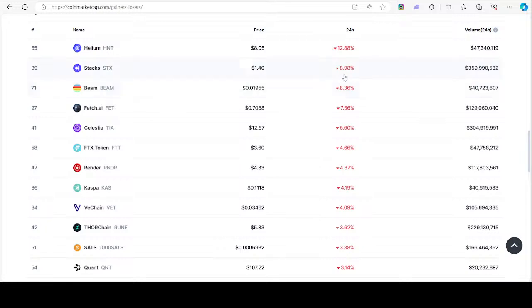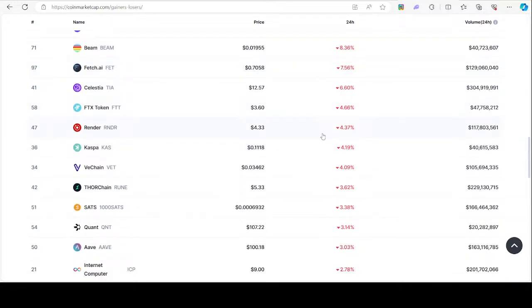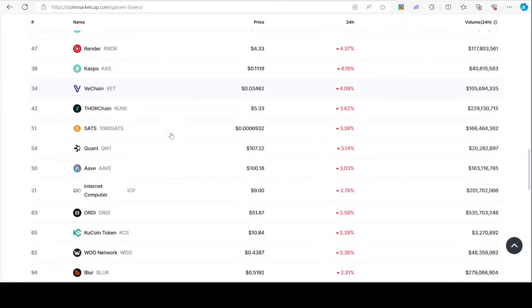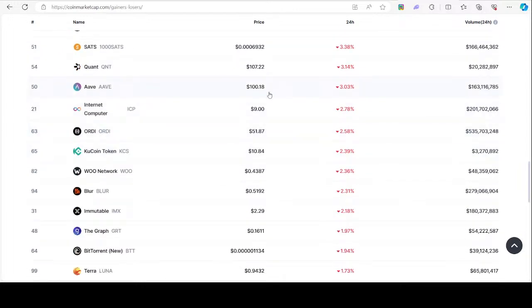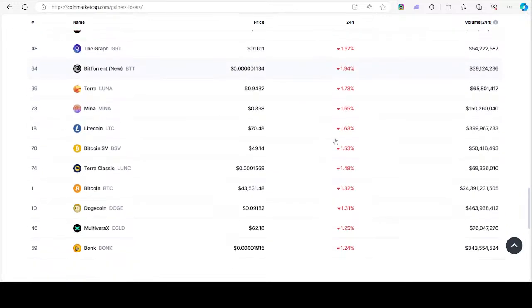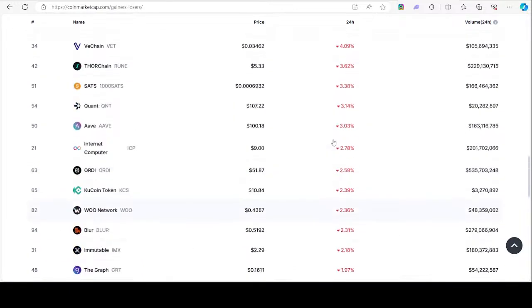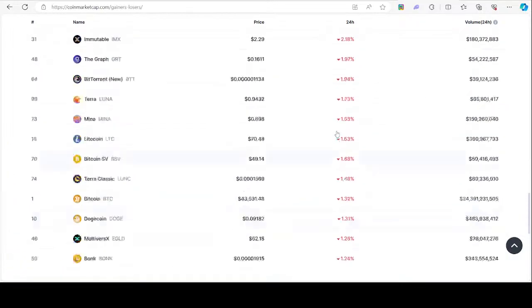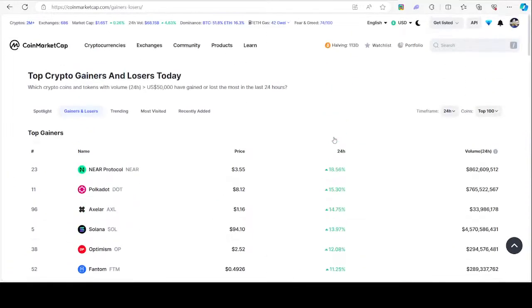So right now, as we go through here, we can pick out which ones have already lost, right? This is what we're seeing here on FET. We're already down 8%. Render's already down 4%, right? So that's where we are. So Satoshis, Ave, Woo, right? And let's see here. I've been watching Blur, but it's not ready. All right, so now let's go up here.